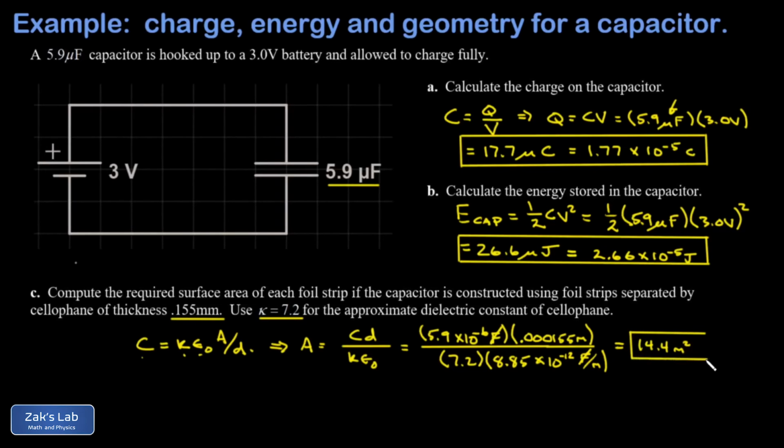So this can be achieved in real life by taking strips of foil that have a relatively small width, like on the order of centimeters, and an incredibly long length. Then the foil strips are stacked together with the cellophane strips and rolled up into a tight cylinder, and we can build this capacitor with a capacitance of 5.9 microfarads.